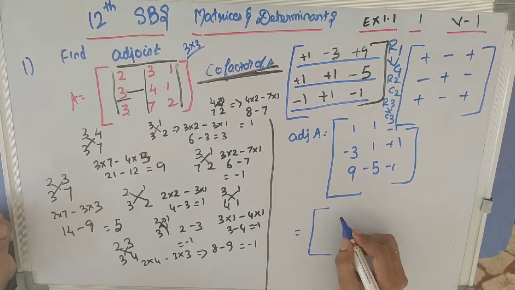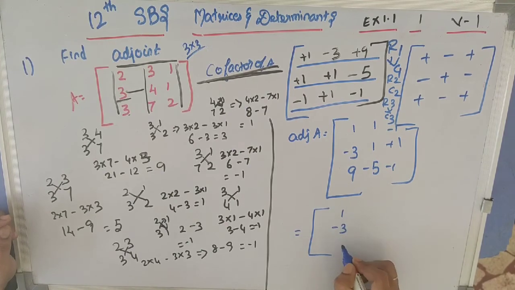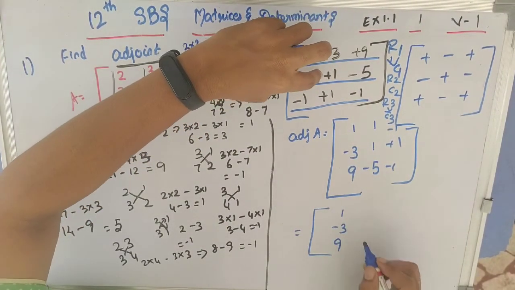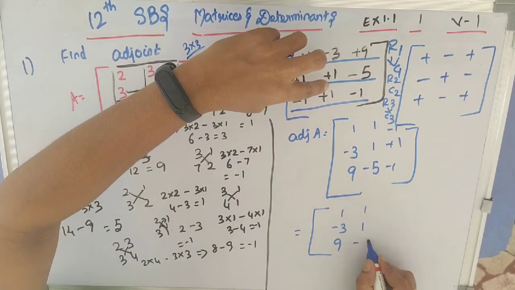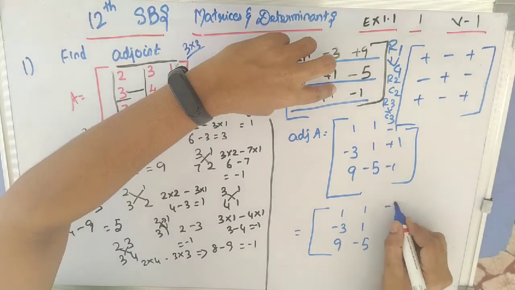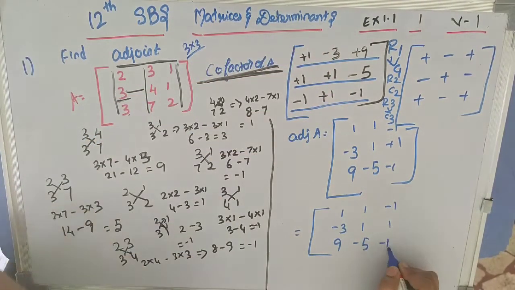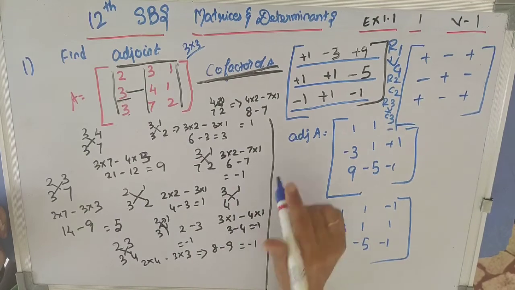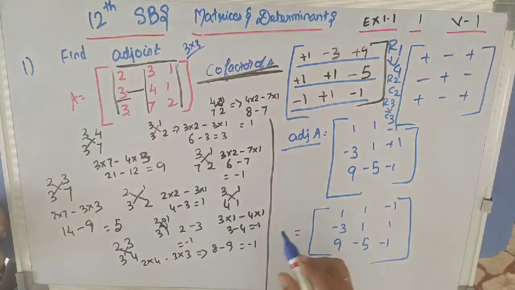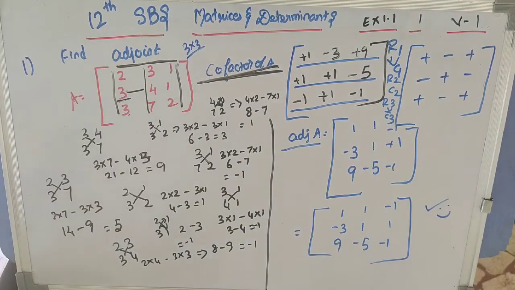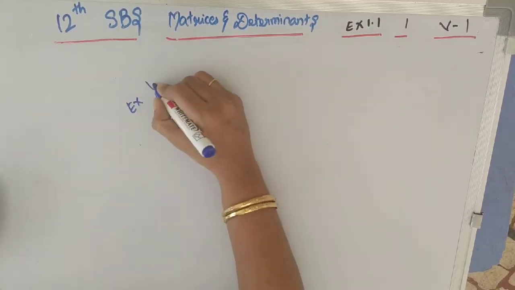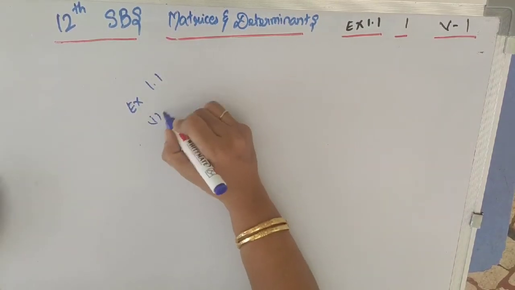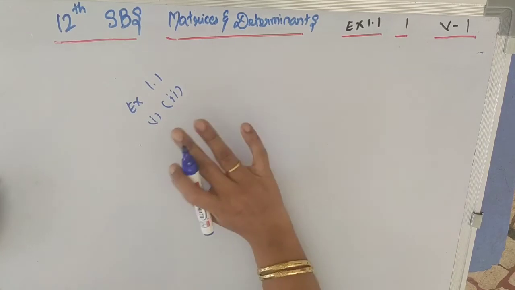Now I am going to write the adjoint of A again: 1, minus 3, 9, that is row 1 as column 1. I am taking row 2, 1, 1, minus 5 as column 2. I am taking row 3, minus 1, plus 1, minus 1 as column 3. This is the adjoint of A. I have found the cofactor, then I have found the adjoint of A. So with this, exercise 1.1 subdivisions 1 and 2 are over.